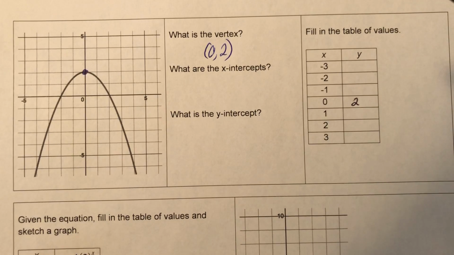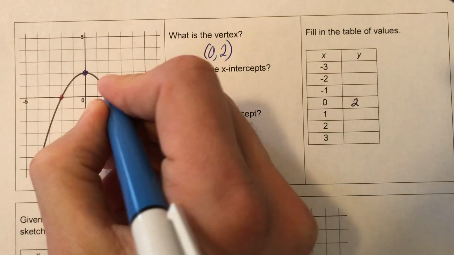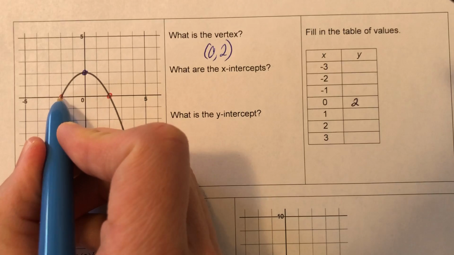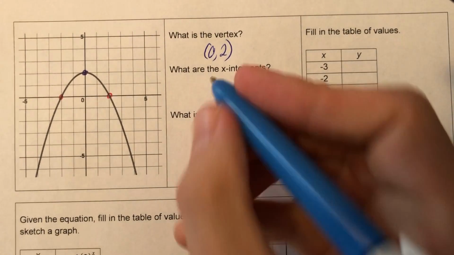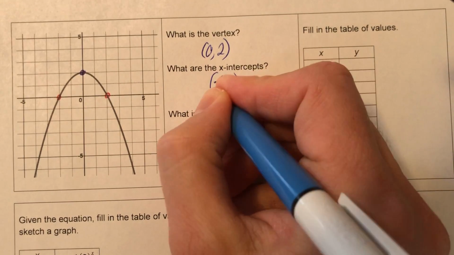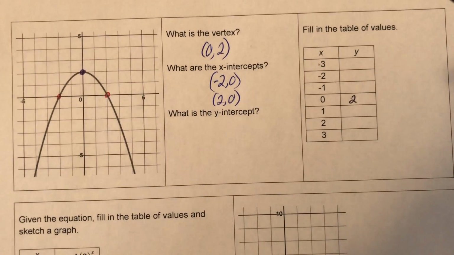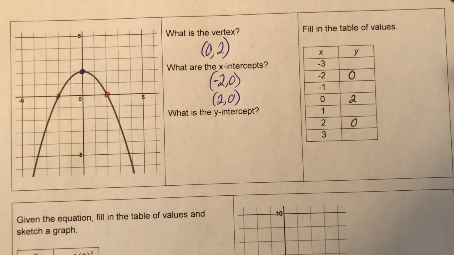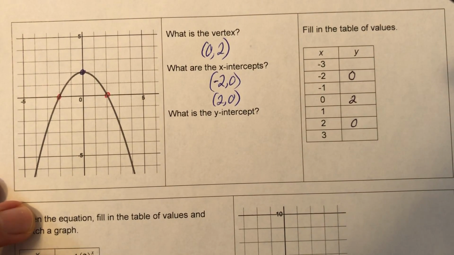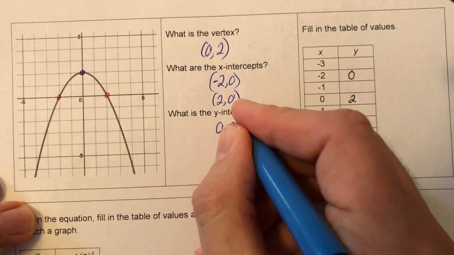What are the x-intercepts? Well, there's one here. One here. So right here, that's negative 2, and that's positive 2. So don't just be like, oh, negative 2 and positive 2. Okay, great. It's negative 2, comma 0, and positive 2, comma 0. And you know what? May as well go ahead and fill those in. Negative 2, 0, positive 2, 0. And then the y-intercept is actually something we already discovered. It's at 0, 2. So 0, comma 2.